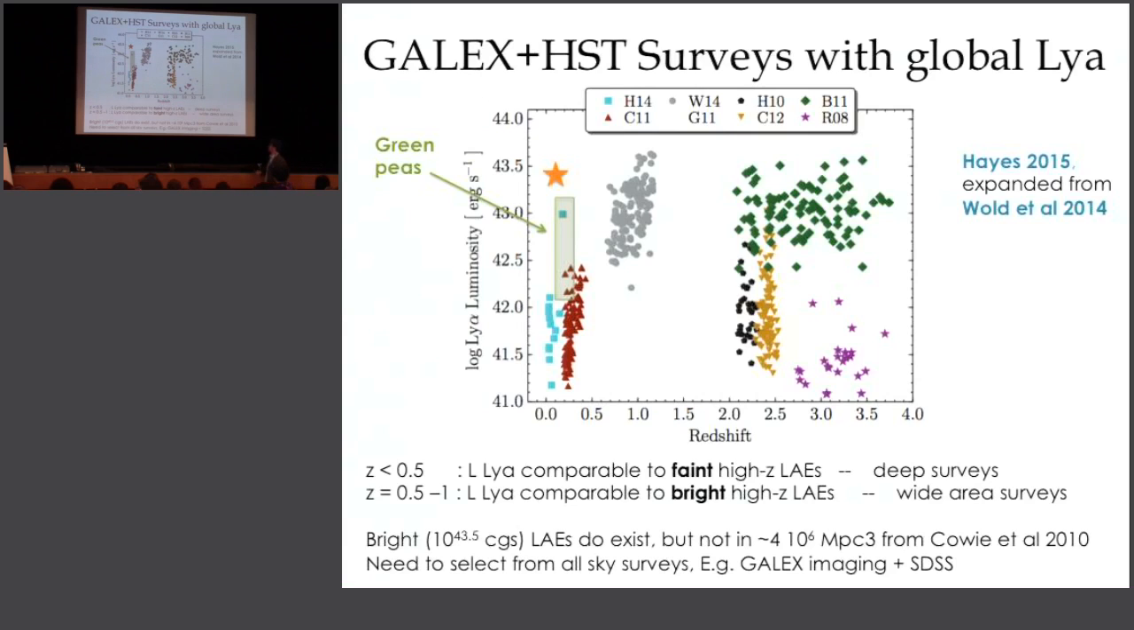At redshift 1, GALEX is the only machine that could get these galaxies. But at redshift 1, it gets the bright ones, comparable with the most luminous high redshift Lyman-alpha emitters. And in the local universe, you can come down a bit, an order of magnitude in luminosity.